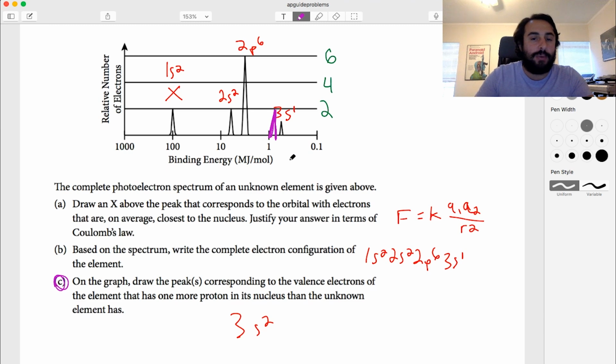So that was a short answer. This is just going over some basic principles we should recall about photoelectron spectroscopy.